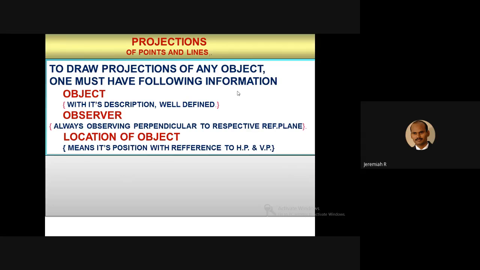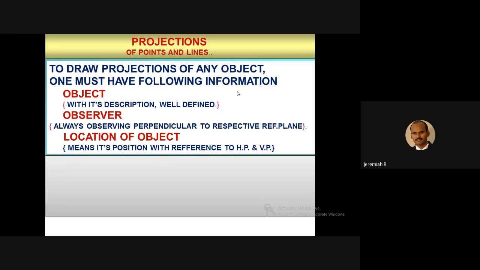From above HP, what is the distance? Or in front of VP, what is the distance? So that is the thing: object, observer. The observer is where you are standing. You are the observer. You are standing in the first quadrant, second quadrant, third quadrant, or fourth quadrant. So that is the location of the object with respect to the reference plane. What is the distance? So above HP 50 mm, in front of VP 50 mm, something like that.